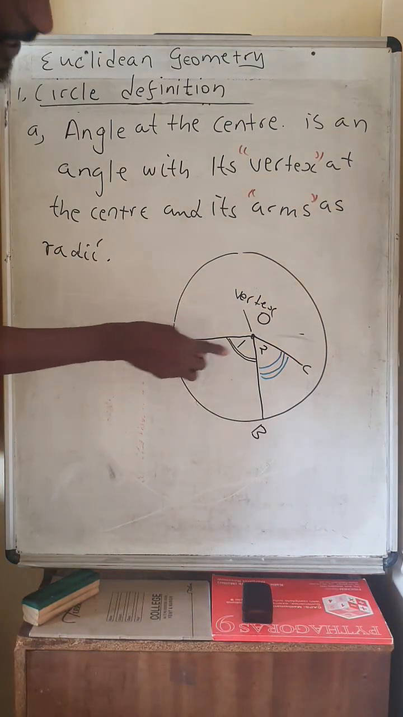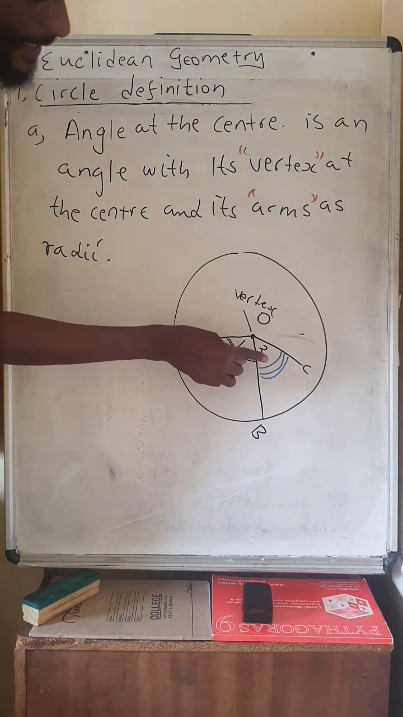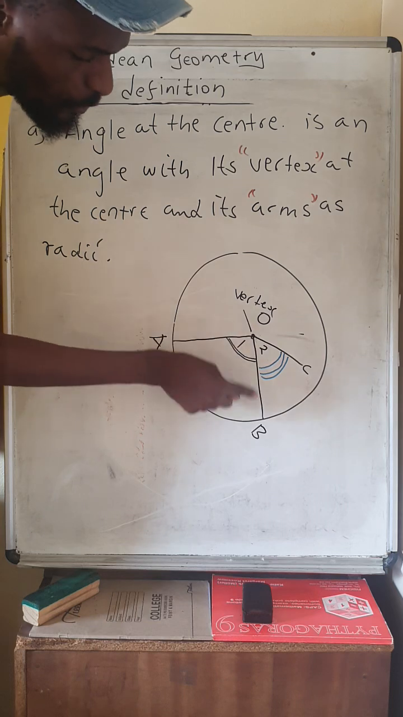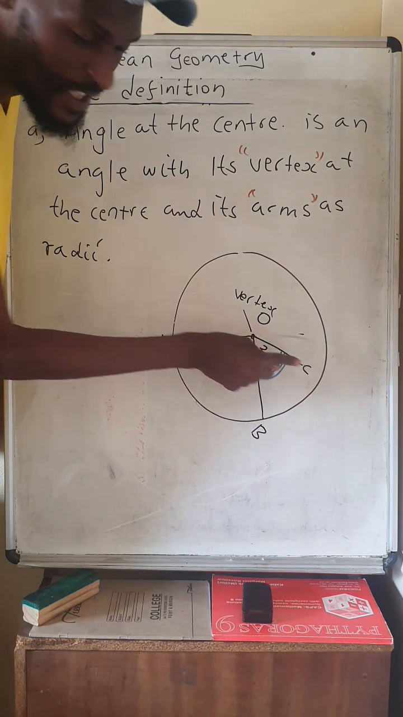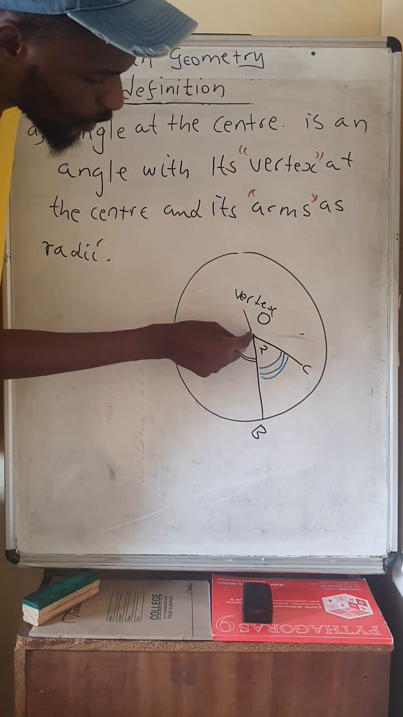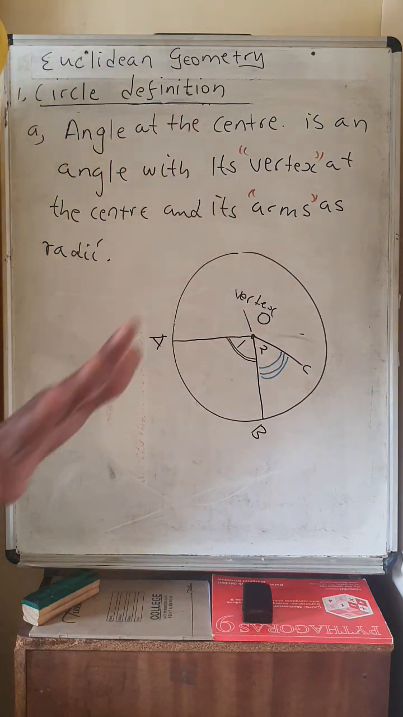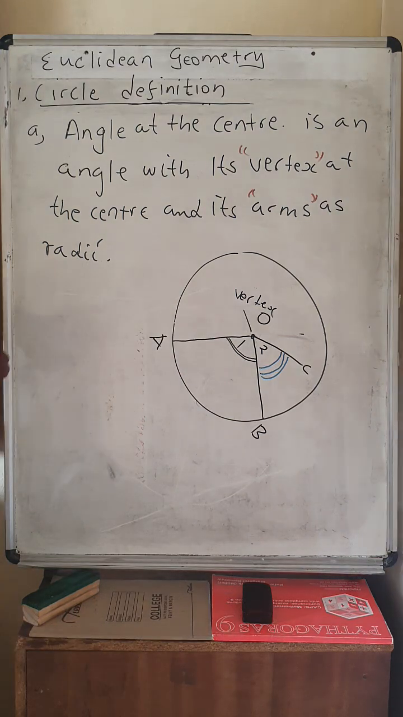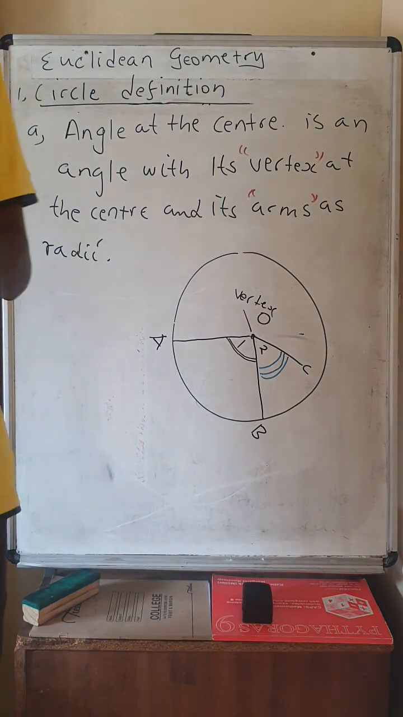Let us look at the arms. What are the arms of angle O2? The arms of angle O2 are OB and OC. Is OB a radius? Yes. But is OC a radius? No. Therefore, angle O2 is not an angle at the center.